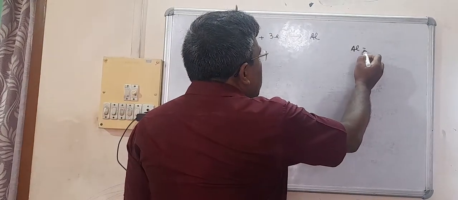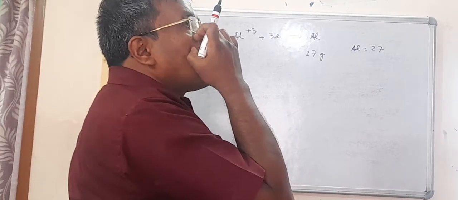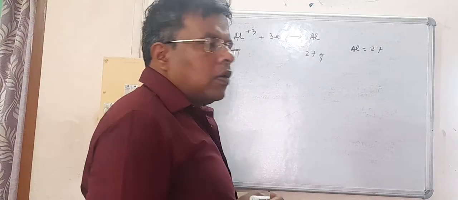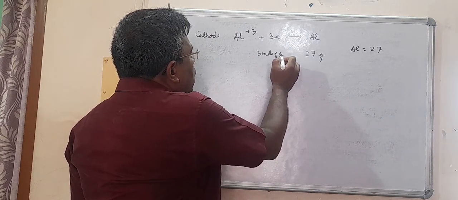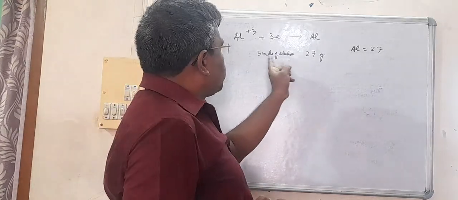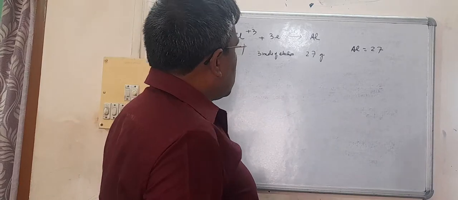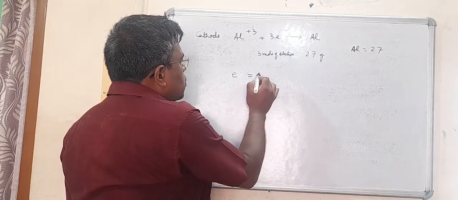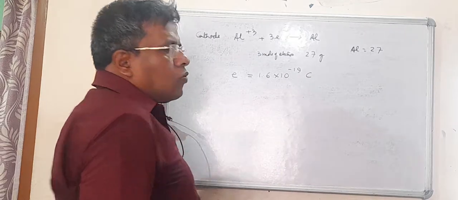Now we know since aluminum has atomic mass 27, so 27 gram of aluminum is 1 mole of aluminum, and here 3 moles of electron. So 3 moles of electron give 27 gram, that is 1 mole of aluminum. Now you all know that the charge of 1 electron is 1.6 into 10 to the power minus 19 coulomb.